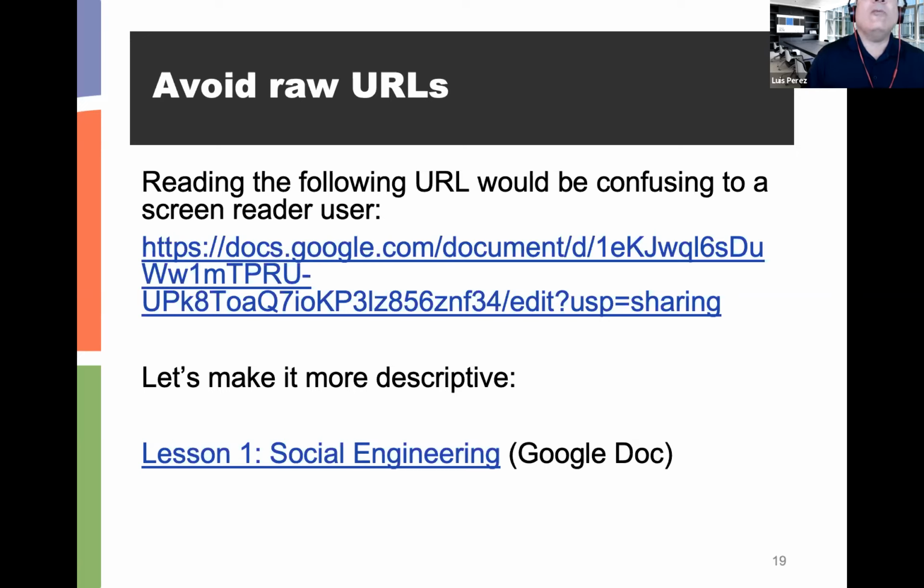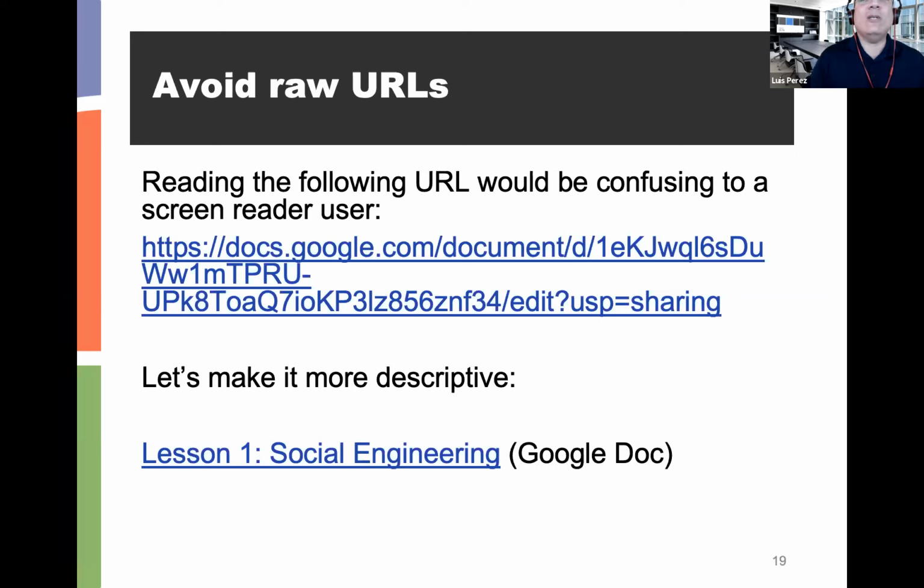So a screen reader, the way it would handle this, it may pronounce the first part of the URL. It may say docs.google.com and probably /document because those sound like real words. But after that, it may start reading each of these characters one at a time. So it may say 1 E K J W Q L 6 S D U and so forth. So that's not a great experience.